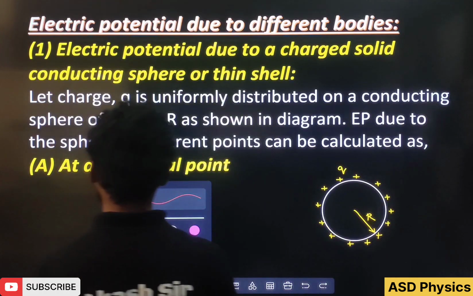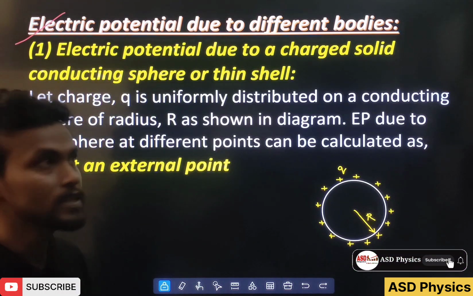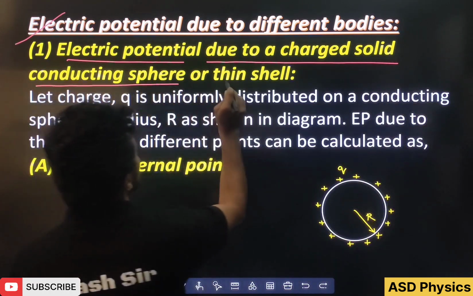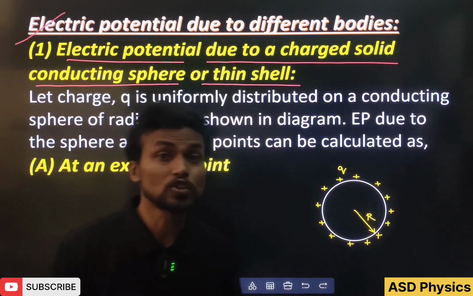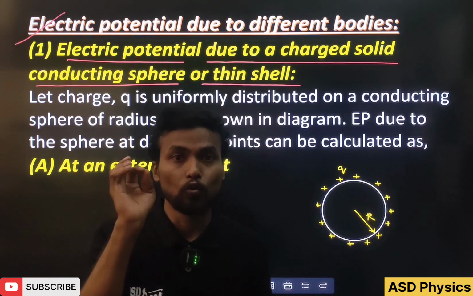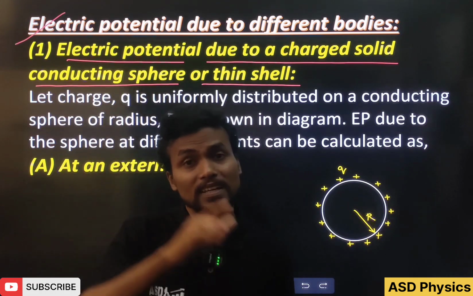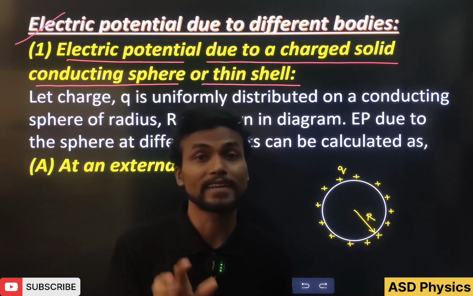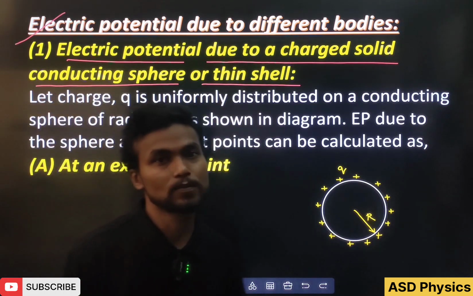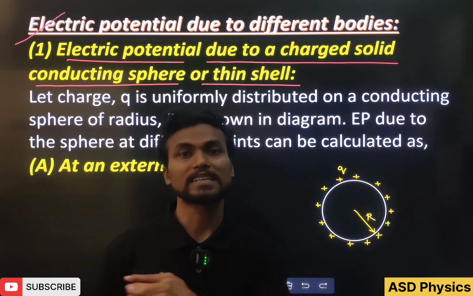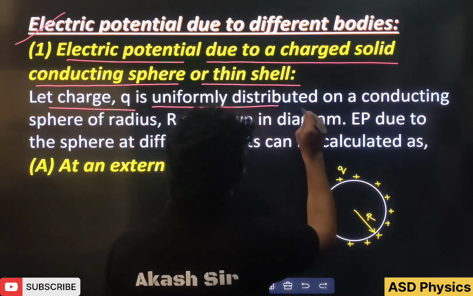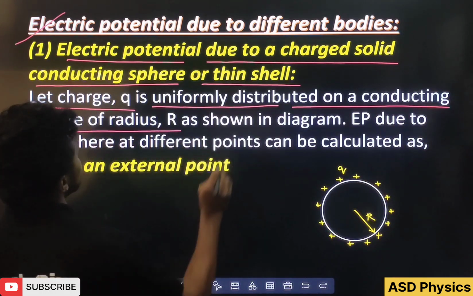So students, you can see very well, we are going to see electric potential due to different bodies here. Electric potential due to a charged solid conducting sphere or thin shell. Why am I saying solid? Solid means solid only, but hollow means inside there is no mass. Why, students? Because this is a conducting sphere, and remember that the charge will always be on the surface of the conducting sphere. That's why solid or hollow does not matter. So what are we going to see? We are going to find the electric potential at different points, like outside, on the surface and inside, and we'll draw the graph also.